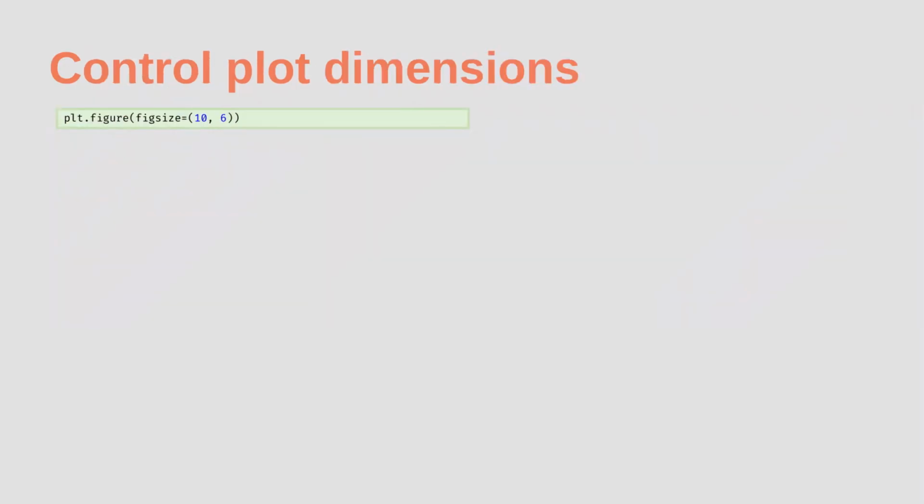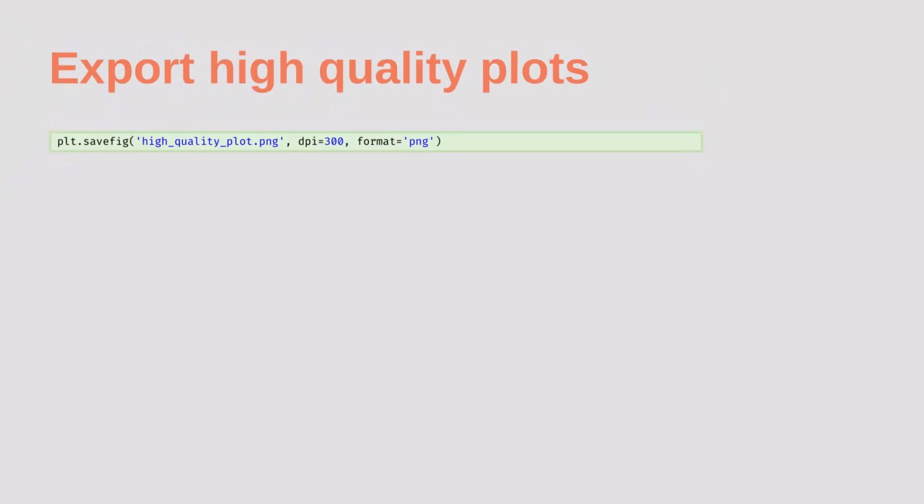We can set the plot dimensions using the figsize argument in the figure method. The width and height can be set in inches. In this example, we set the width and height of 10 by 6 inches respectively. Finally, we can export the plot using the savefig method. Here's an example of how to export a high-quality plot using Matplotlib. The first argument is the name of the file that will be exported. DPI, or dots per inch, is to set the resolution.